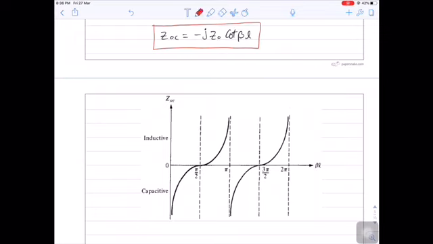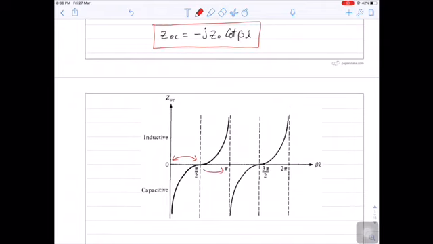This graph clearly says that from 0 to pi by 2, the transmission line acts as a capacitive network. From pi by 2 to pi, again it acts as an inductive network. Pi to 3 pi by 2, again it acts as a capacitor. From 3 pi by 2 to 2 pi, it acts as an inductor.